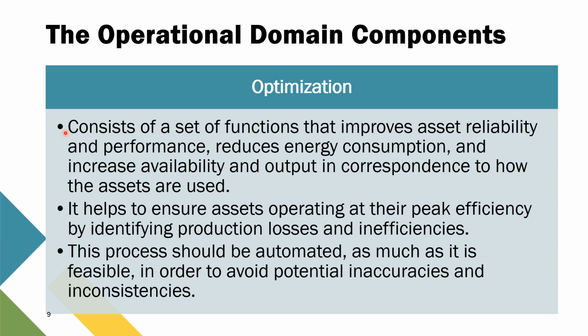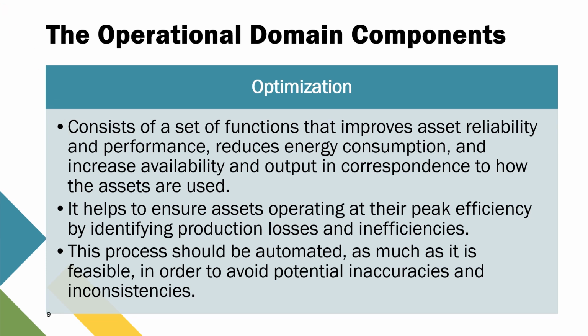So it helps to ensure assets operate at their peak efficiency by identifying production losses and inefficiencies, and this procedure should be automated. Okay, so everything is done automatically. It is not like we have to check and run the optimization every time we want it to be. Okay, so it's supposed to be in real time and it's supposed to be automated. Okay, so that we can avoid potential inaccuracy and inconsistency in the asset and also in the operation as a whole.